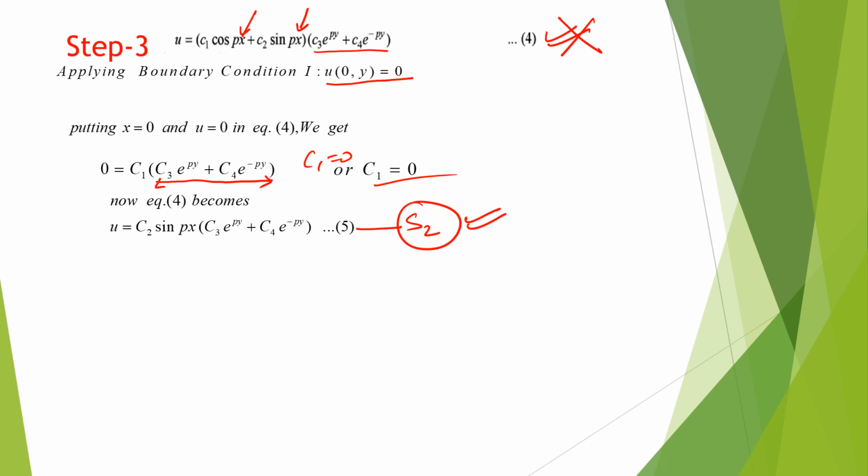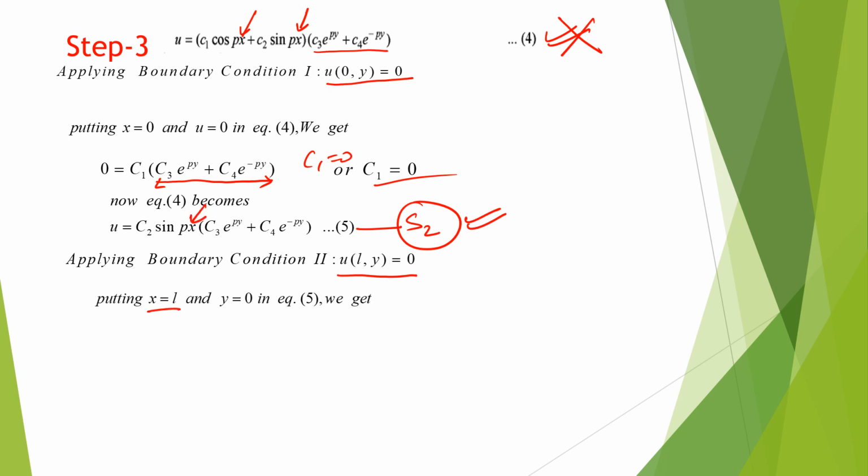Now all the conditions you are implementing are only for S2. The second boundary condition is: when the value of x is L, u is equal to 0. Now we have to put x equal to L, u equal to 0. We get u is 0, c2 sin pL, and this value.